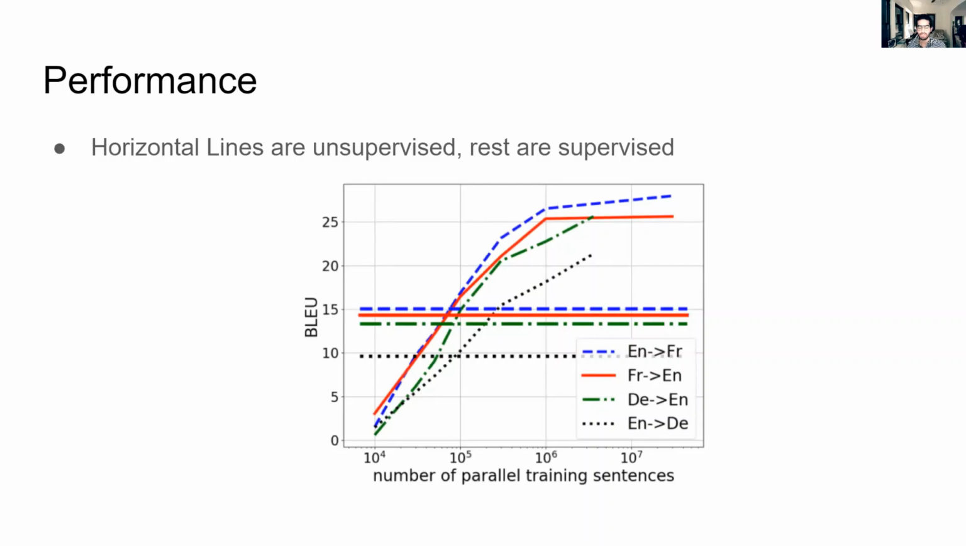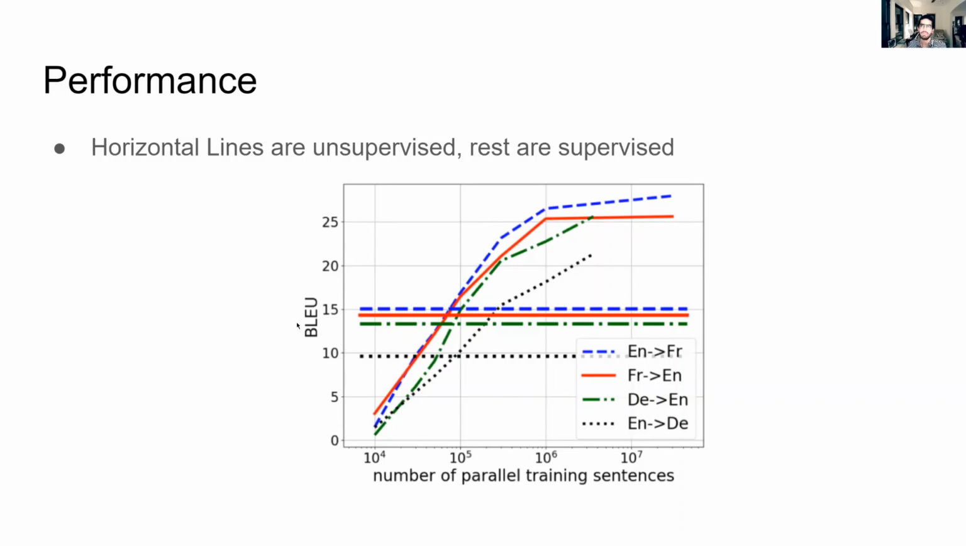So this figure shows the BLEU score on these 4 language pairs. And on the x-axis, you have the number of parallel training sentences. So these horizontal lines are when you don't have any parallel sentences, so you have BLEU scores hovering around 15. And the other lines show that if you keep on increasing the parallel sentences, the performance keeps on increasing. So the thing to note here is that without any parallel data as well, these models perform better than when you had a little bit of parallel data, like from 10,000 to 100,000.